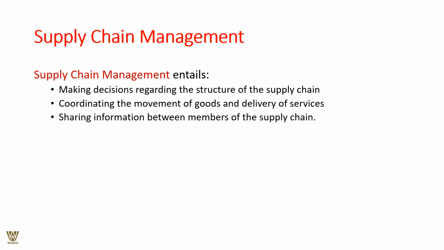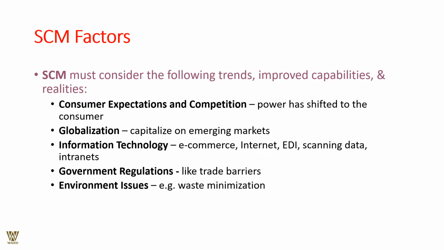So supply chain management, what does it entail? It entails making decisions regarding the structure of supply chain, coordinating the movement of goods, delivery of services, and sharing information between them. Remember, the movement of goods is from top to bottom, and the information is from bottom to top, as in from customers to the manufacturer via the wholesalers. So making decisions, coordinating, and providing information are the vital elements of supply chain management.